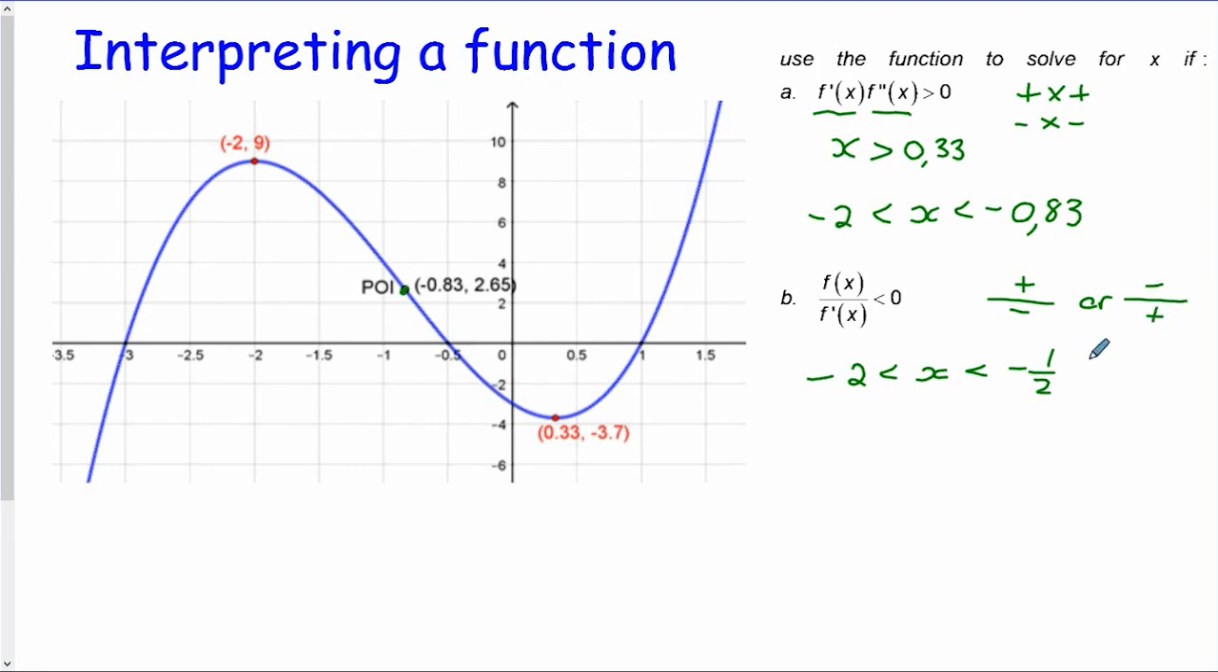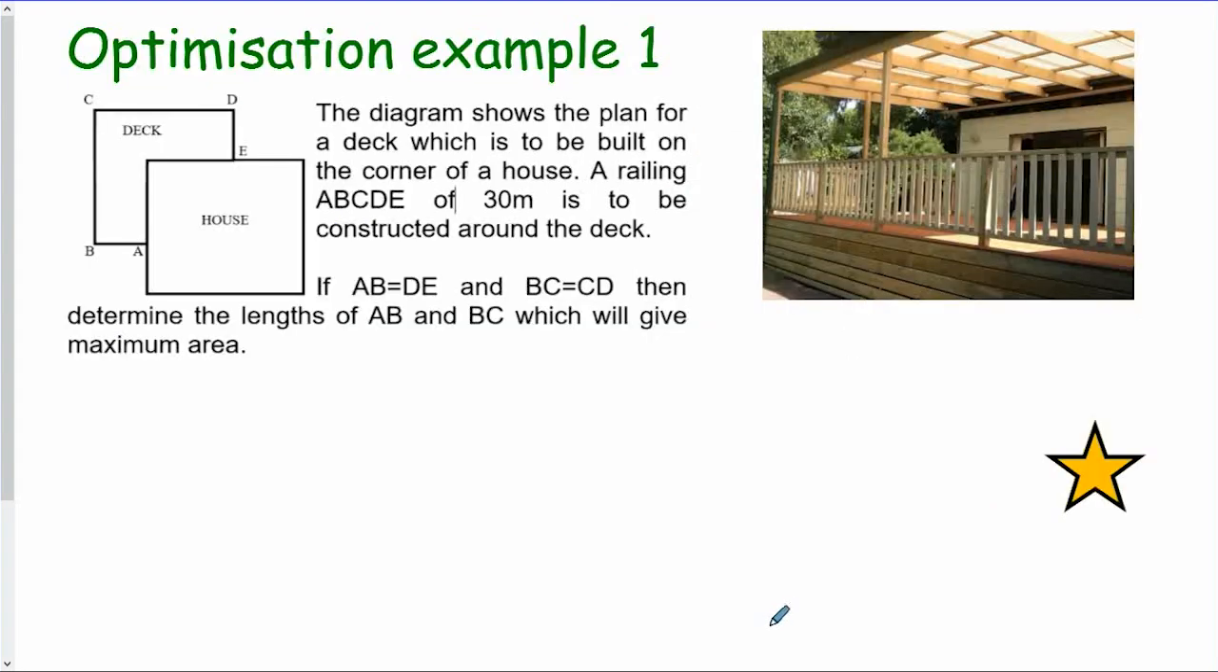The other alternative is for it to be below the axis with a positive gradient, in other words, going uphill. That only happens on this tiny little piece from 0.33 to 1. It's below the axis, so it has a negative function value, but a positive gradient.